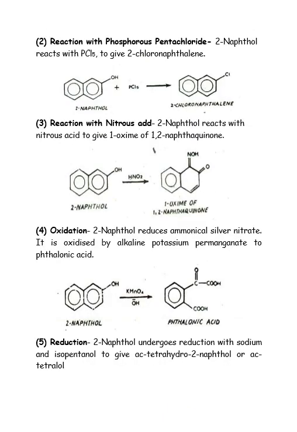Next, reaction with phosphorus pentachloride. 2-naphthol reacts with phosphorus pentachloride to give 2-chloronaphthalene. Next, reaction with nitrous acid. 2-naphthol reacts with nitrous acid to give one oxime of 1,2-naphthaquinone. Next, oxidation. 2-naphthol reduces ammoniacal silver nitrate. It is oxidized by alkaline potassium permanganate to phthalic acid. Next, reduction. 2-naphthol undergoes reduction with sodium and isopentanol to give tetrahydro-2-naphthol, or tetralol.